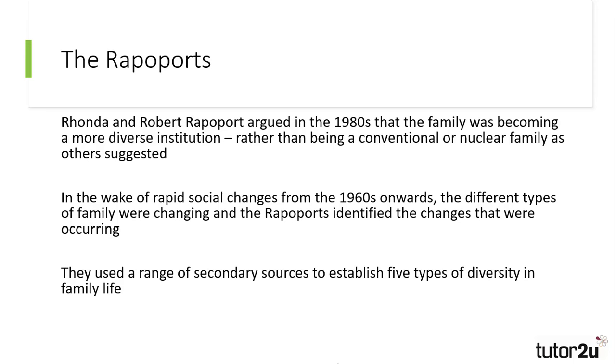The rapid social changes of the 1960s and changes to social policies resulted in a more diverse range of family types occurring, such as lone parent families, more singletons, remarriages, and same-sex relationships, and the Rappoports noticed this. Using published research and other secondary sources, they established that there were 5 ways in which families were becoming more diverse in the 1980s.